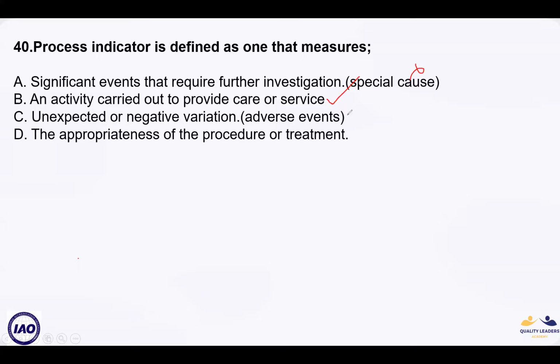Okay. It's more of a sentinel event again. And then appropriateness of procedure or treatment. This is the dimension of quality which we have earlier discussed, and this is nothing as far as the process is concerned. Okay. The right answer is that a process indicator is an activity carried out to provide care or service.